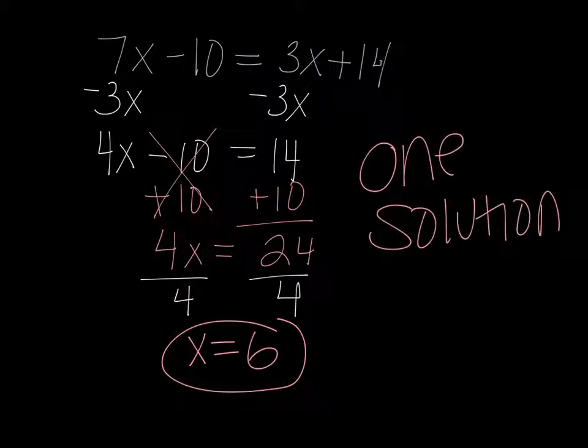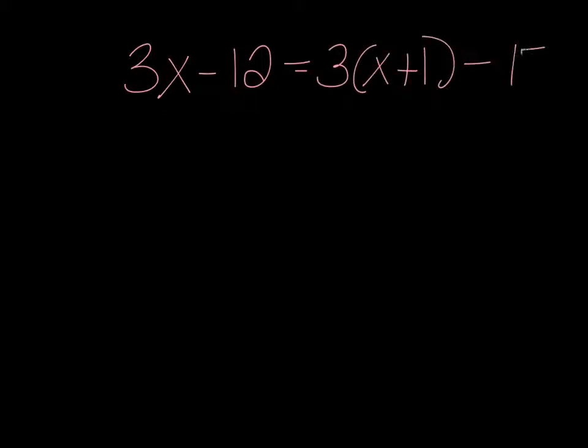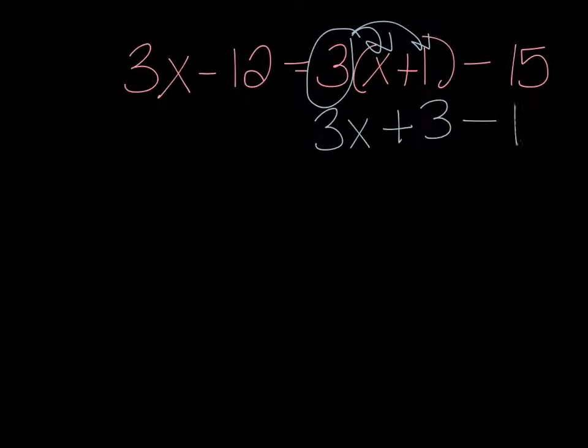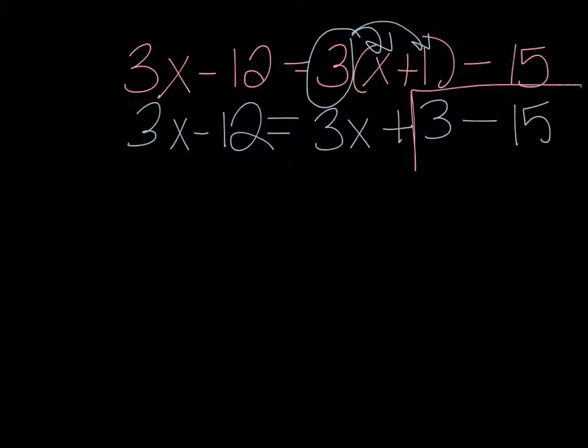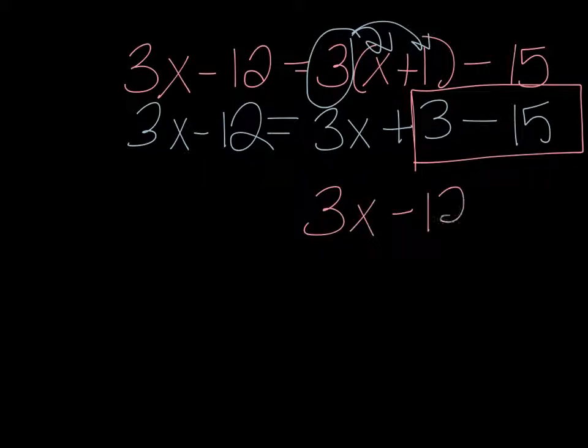All right, we're almost done with this type of problem. One more. Okay, so now we have 3x minus 12 equals 3 times x plus 1 minus 15. So we're going to use our order of operations. We're going to distribute that 3 with each term. So now we have 3x plus 3 minus 15 on the right, and we have 3x minus 12 on the left. All right, well, we can combine these terms on the right with the 3 and a negative 15. So now we get 3x minus 12 on the left, and we also get it on the right.